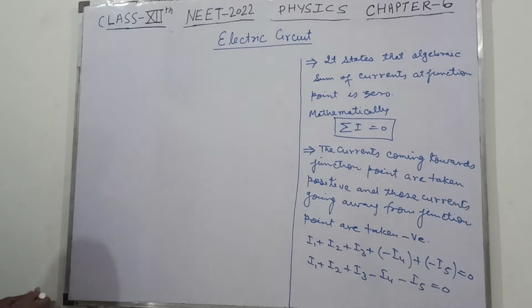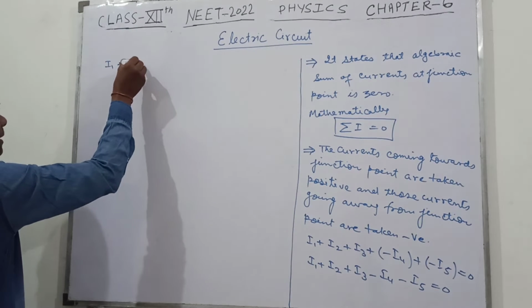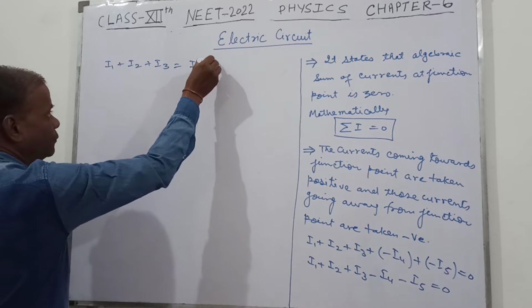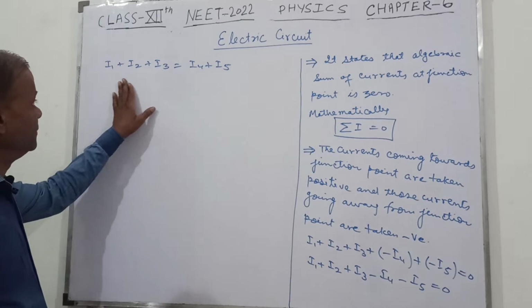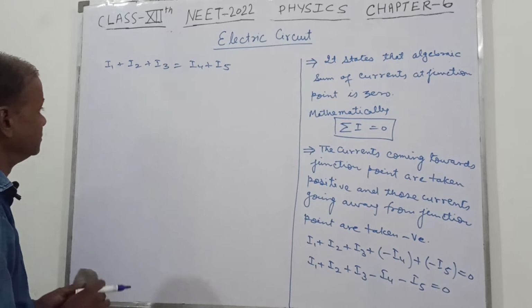Or we can have that I1 plus I2 plus I3 is equal to I4 plus I5. So the sum of currents coming towards the junction is equal to the sum of the currents going away from the junction.